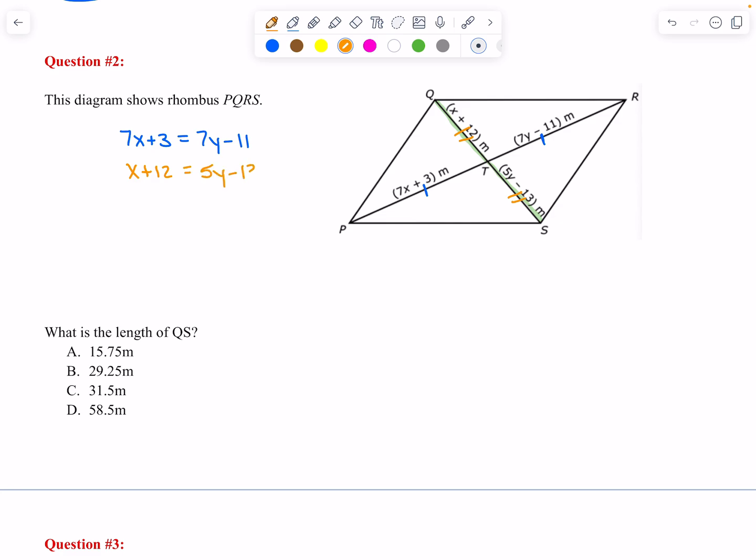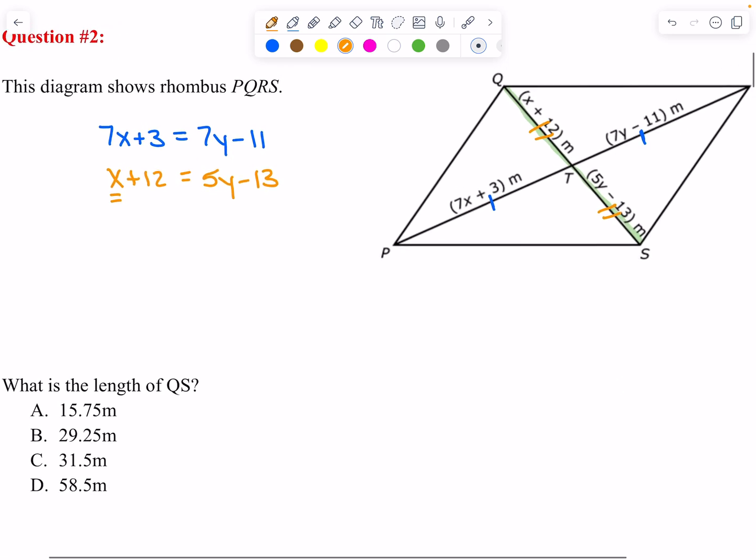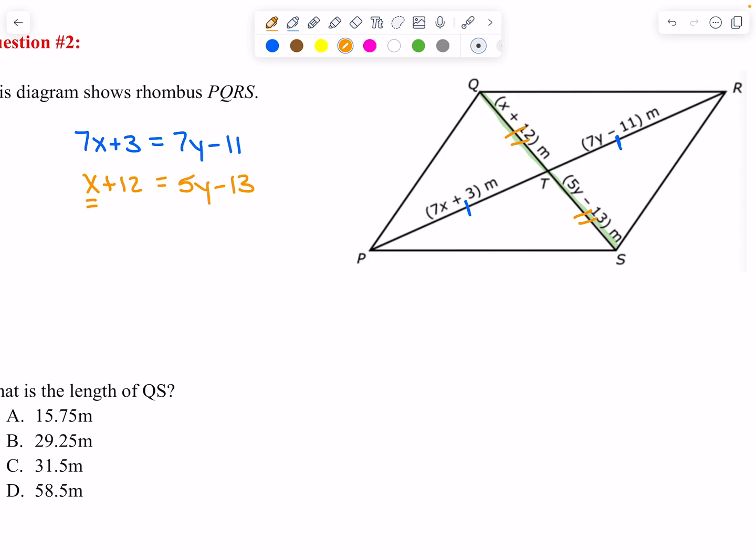5y minus 13. But what I notice is we have x's and y's mixed together in the same equation, and we can't solve for x or y until we get it so that it only has one variable in the equation. So something we can do in math is solve for a variable and then plug it into the other equation. So what I can see is x right here in this second equation would not be too difficult to get by itself because it's just added to the 12. So I'm going to subtract the 12 over, and then I quickly get that x by itself. So x would equal 5y minus 25.